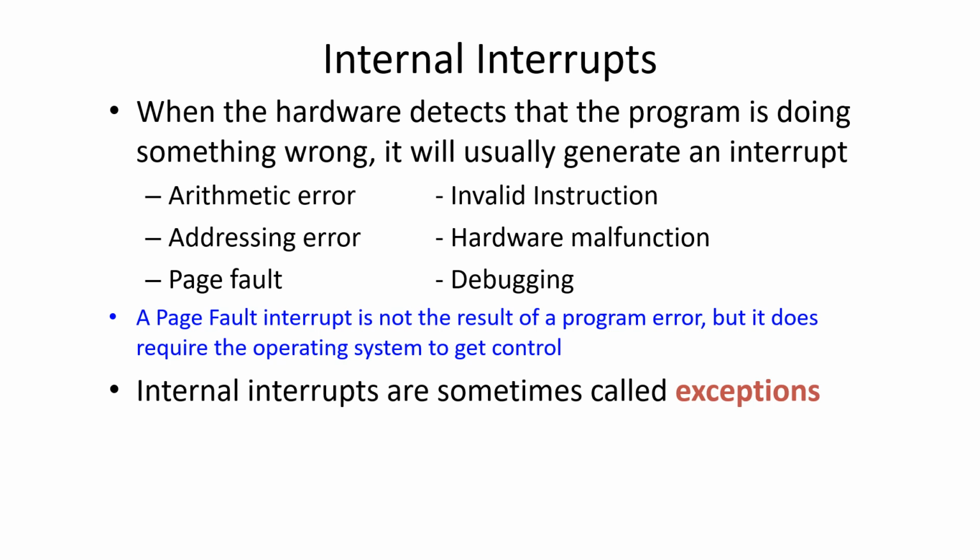And then there's a page fault. A page fault, as we've discussed before, occurs when a program tries to access a page that's not in memory, and the page table of the user program does not have the residency bit set for that page. So when a user tries to access that page, it creates a page fault and the operating system gets control to try to resolve that. Often, internal interrupts are called exceptions, usually because they are error type events.